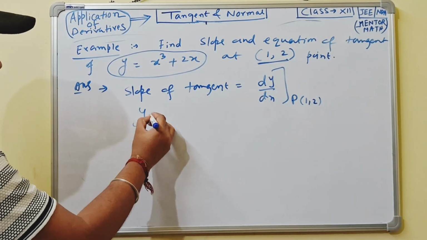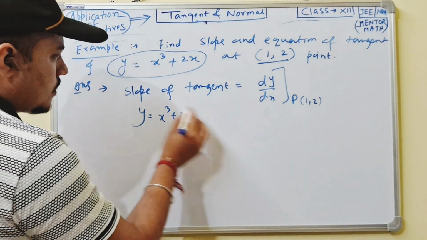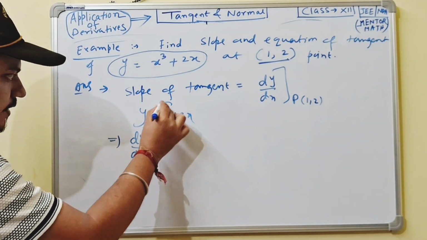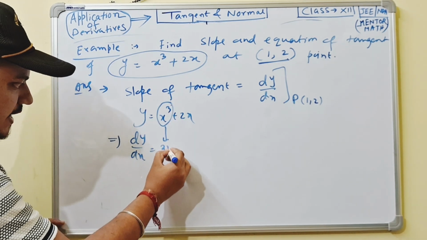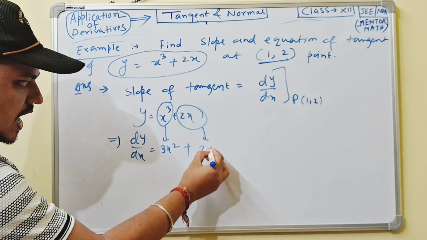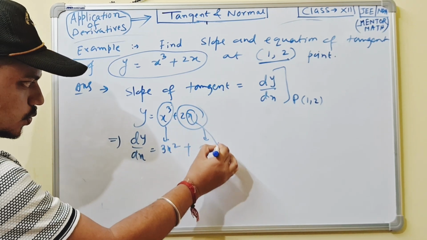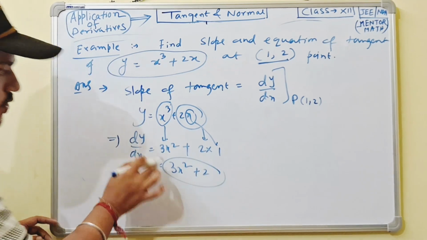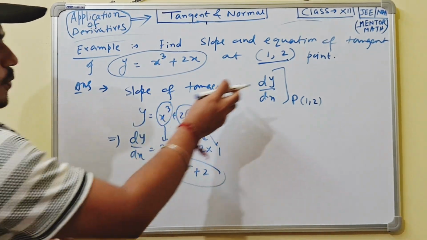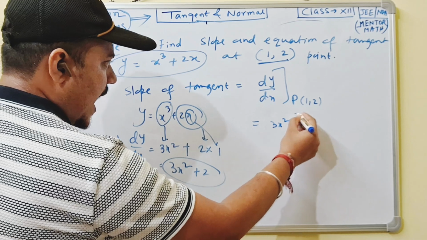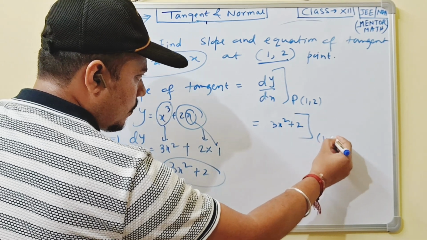You know that y is equal to x cube plus 2x, so from that function dy/dx is equal to: what is the derivative of x cube? You know that it is 3x square. Plus the derivative of 2x, with the constant outside, and the derivative of x is 1. That means you got 3x square plus 2. So this is your derivative. And now you can put in the values: the slope of tangent is 3x square plus 2 at the particular point (1, 2).